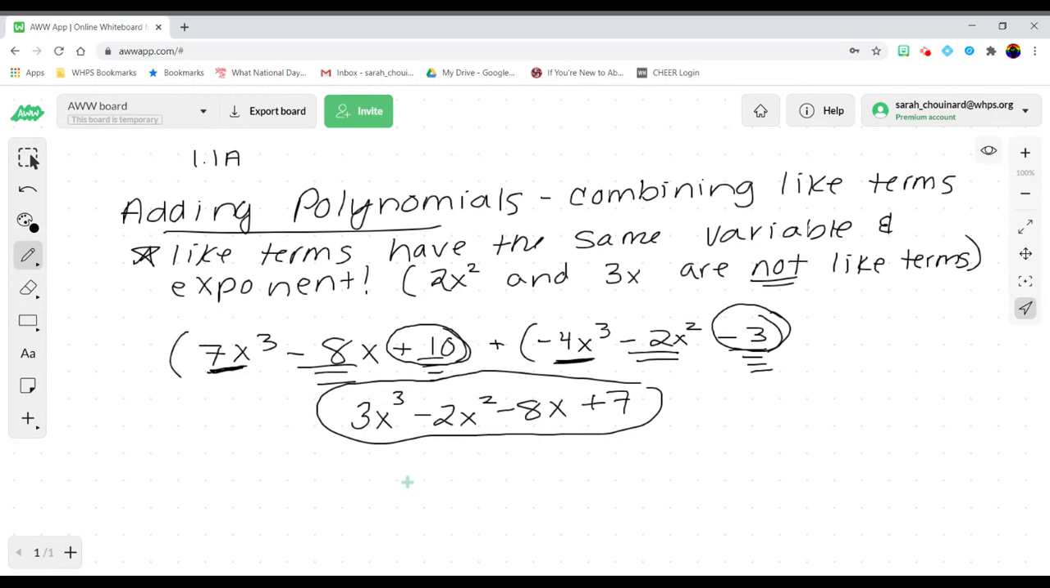If I were to classify this, its degree is 3 because that's the highest exponent, so that makes it cubic. And then it has 4 terms, so that makes it a 4-term polynomial. So it's a cubic 4-term polynomial.